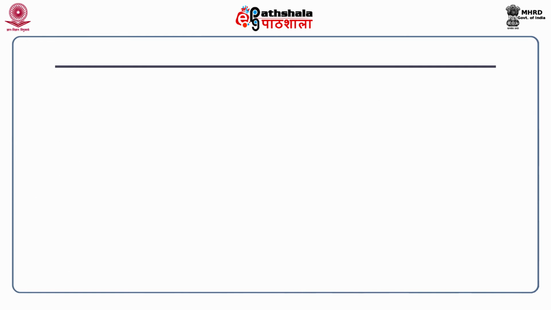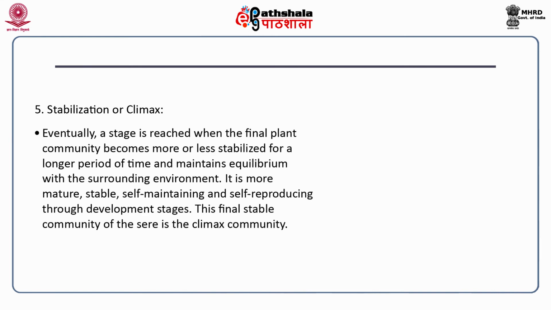The fifth process is stabilization or climax. Eventually a stage is reached when the final plant community becomes more or less stabilized for a longer period of time and maintains equilibrium with the surrounding environment. It is more mature, stable, self-maintaining and self-reproducing through developmental stages. This final stable community is the climax community.